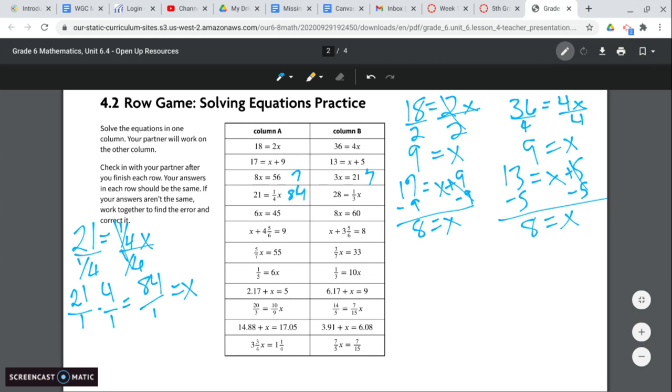Now, same idea for 28 equals 1/3 x. We divide by 1/3, 28 times, and then we do same times flip. 28 times 3 is 84. So the answers are going to be the same on each side.